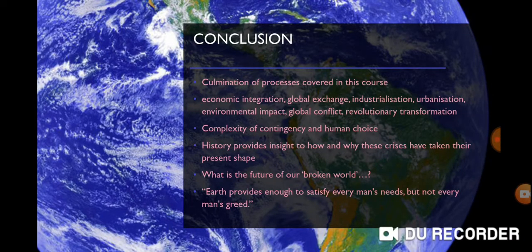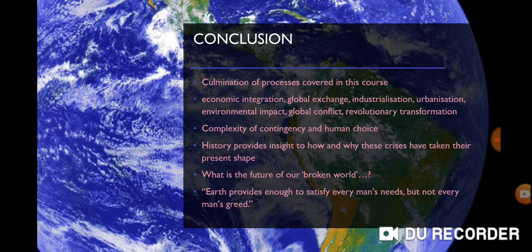So now we are on the conclusion. What we learned today is that Anthropocene is the culmination of processes with different causes. This includes economic integration, global exchange, industrialization, urbanization, environmental impact, global conflict, and revolutionary transformation. The complexity of contingency and human choice is vast. So history provides insights into how and why these crises have taken their present shape.